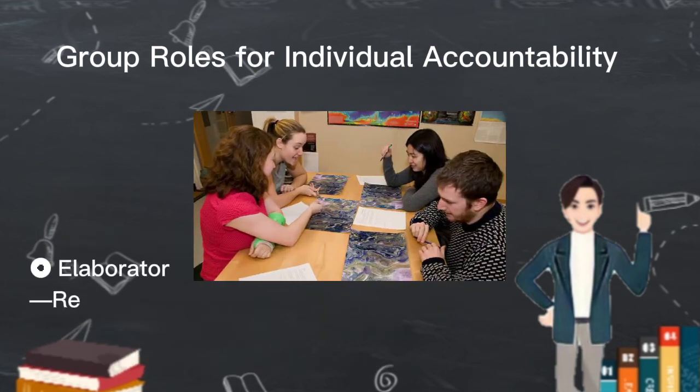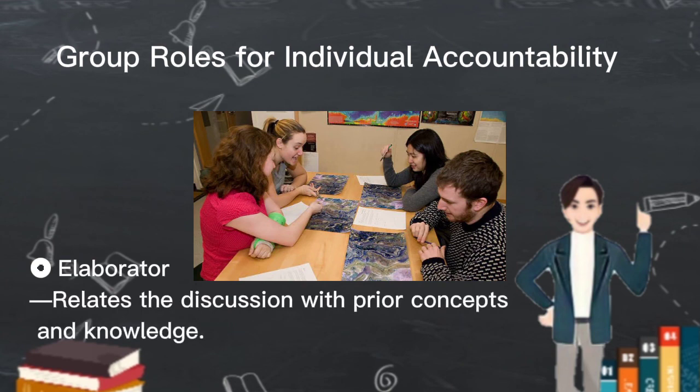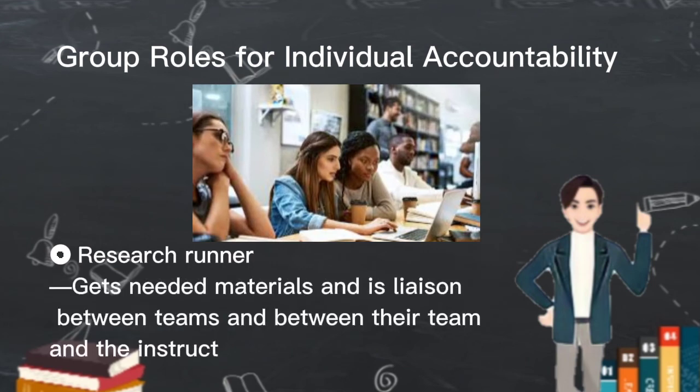Next is the elaborator. This person or student seeks connections between the current discussion and past topics in overall course themes. For example, in order for students to solve mathematical expressions and problems, he or she has prior knowledge of the different mathematical operations. In short, he relates the discussion with prior concepts and knowledge. And the last one is the research runner. The research runner gets needed materials and is a liaison between teams and between their team and the instructor. Thus, he is the one who looks for and provides materials for the group to do the task at hand.